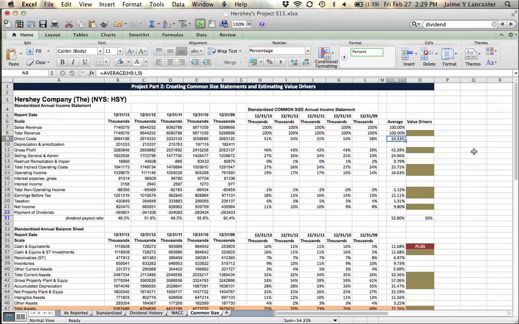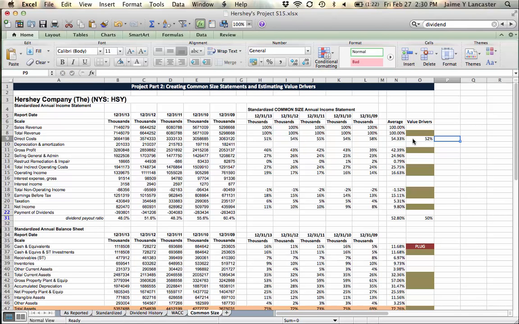Before you use it as your driver and say, oh yes, I'll use the average, eyeball it. Well, if the highest value or the lowest value is the most distant value, and then there's some sort of trend, you might want to not use the average. In this case, Hershey's cost of goods sold seems to be falling, right? It's taking them 51 cents of every dollar earned to pay for direct costs, where in the past it was 58. So 54.33, maybe that's correct. Or we might want to guess, at least when I look at this, I'm going to guess 52%, right?